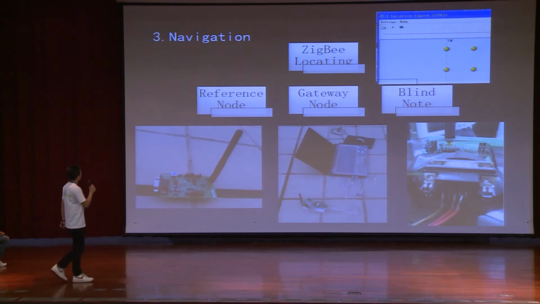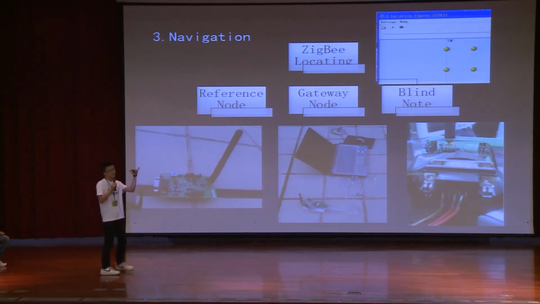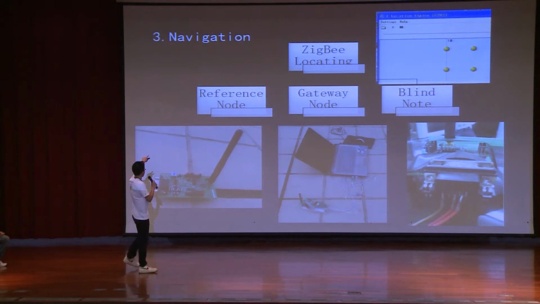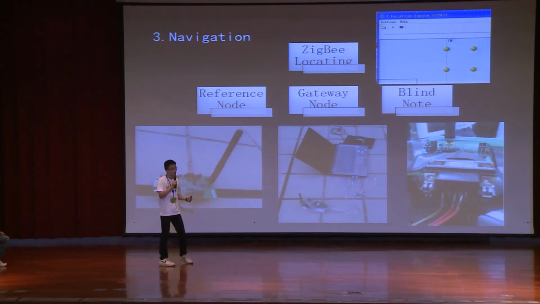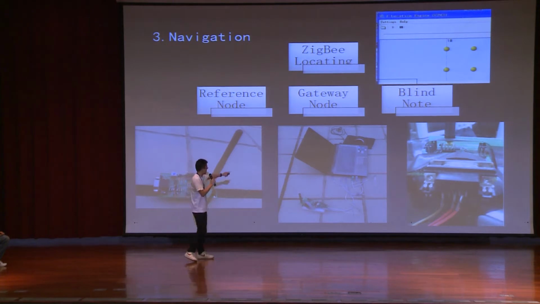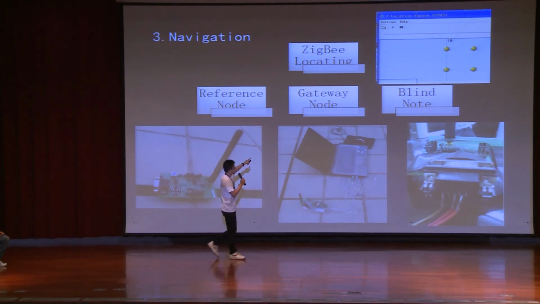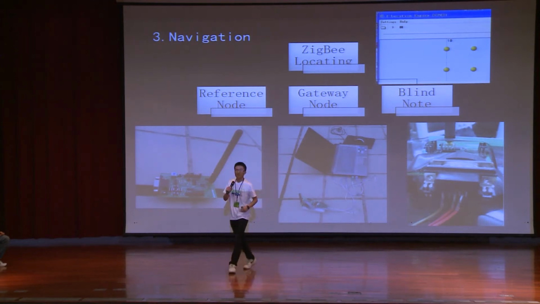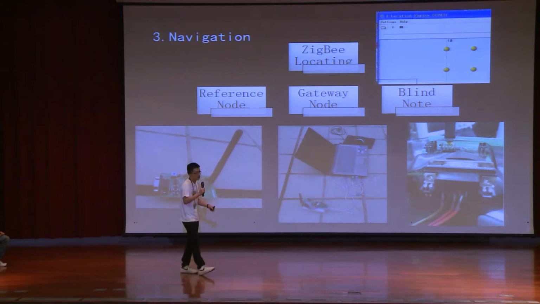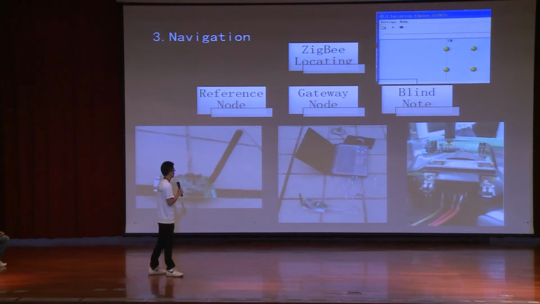And for the most important function, navigation, we use six ZigBee nodes as a whole. Four of them are the reference nodes, like this. They will be put into the four corners of the whole area it will move in. And the other two are blind nodes. One is connected to the computer so that the position of the robot can be revealed on the screen. And the other blind node is on the robot, so that it itself can know where it is, so that it can calculate the path and navigate for you.